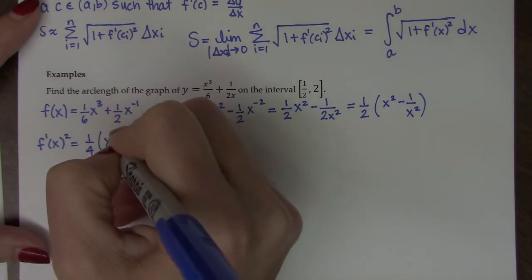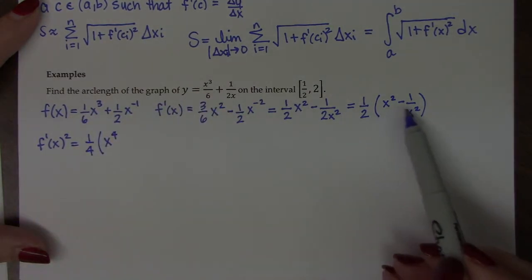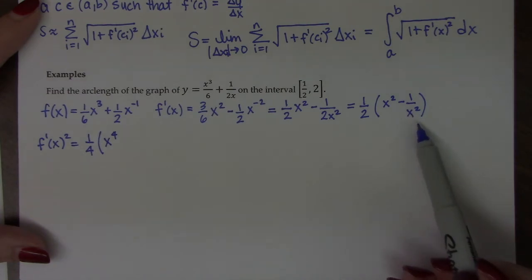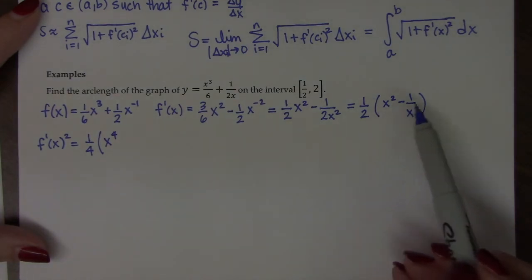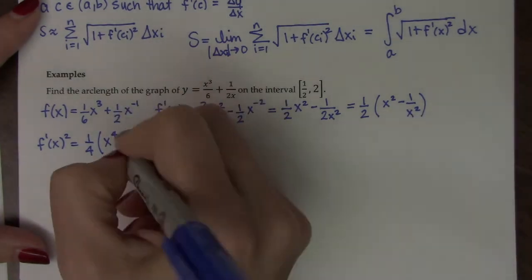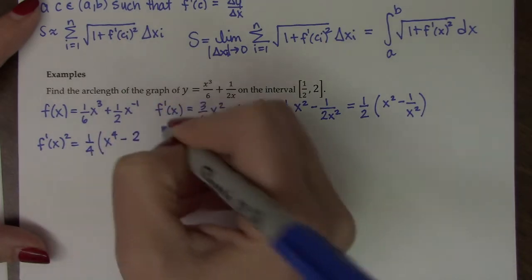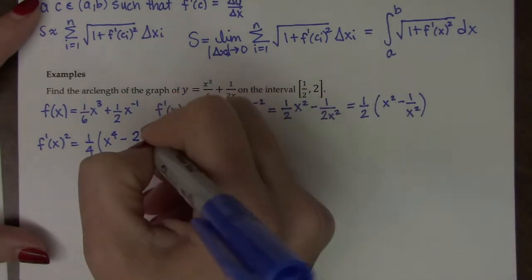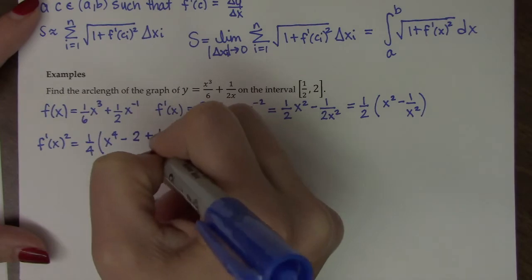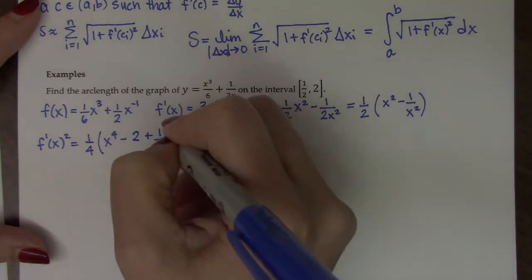And then I'm going to get x to the 4th minus x squared over x squared, which is just negative 1. And then I'm going to get another one of those, so that's going to turn into minus 2. And then I'm going to get plus 1/x to the 4th.